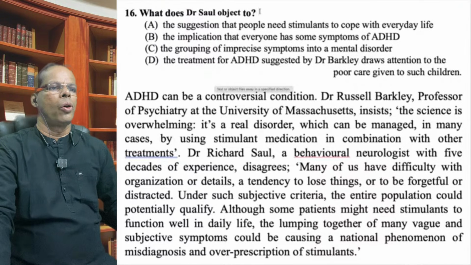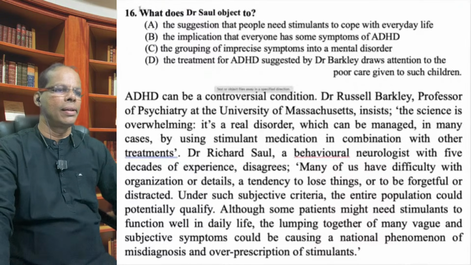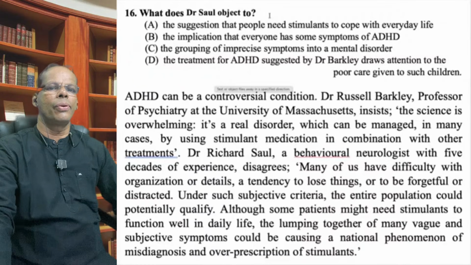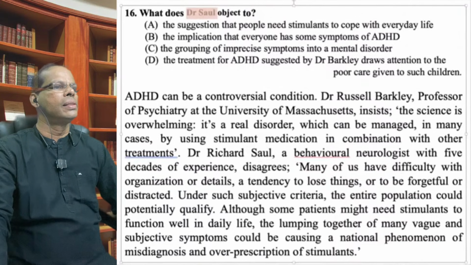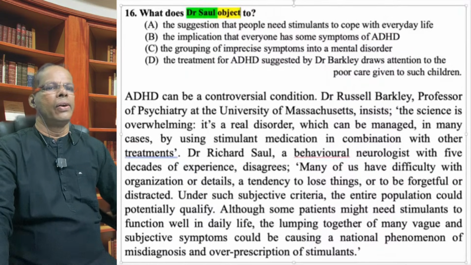What does Dr. Saul object to? This line is known as the question stem, and A, B, C, D are the four answer options. Now, what are the keywords in the question stem? The name, Dr. Saul, and the word object. We call these keywords or hedging words.